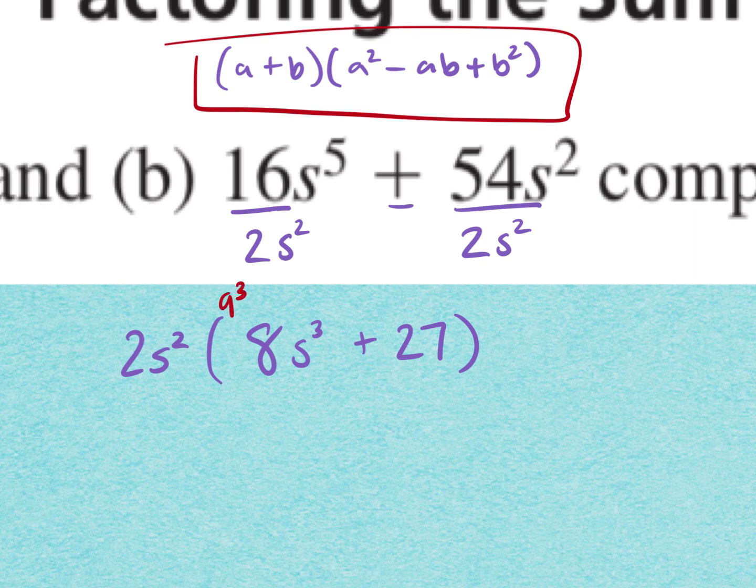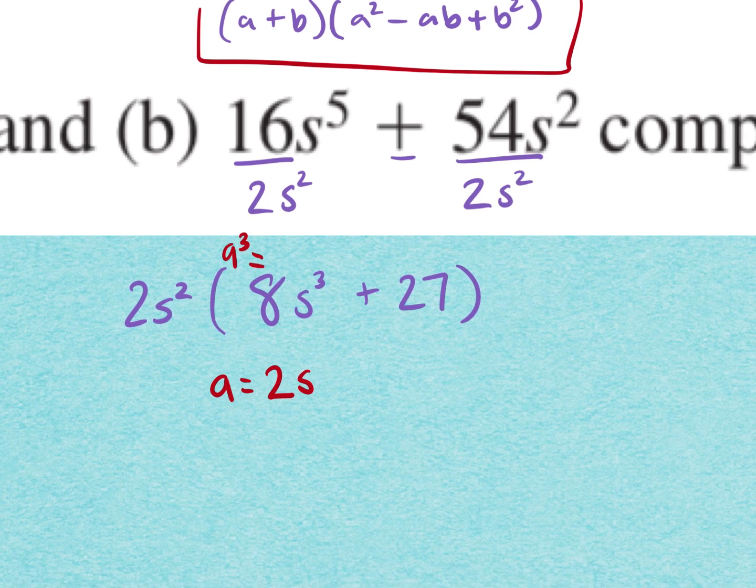So if A cubed is 8s cubed, what is just A? 2 what? 2s. Can't forget about the variable part, because we need that s cubed too. Just like the last one, we had A cubed was x cubed, so A is x. Can't forget about the variable. A cubed is 8s cubed. It's this whole thing.